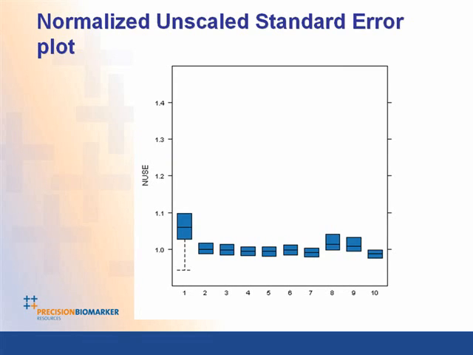Going a step beyond that is this so-called normalized unscaled standard error plot, which, similar to the previous plot, takes the standard error on the expression for each of these genes compared to the median, and looks at that across chips. Now, in this, the median should be centered around 1, and obviously a small error around that. And again, chip number 1 in this case has a much higher relative unscaled standard error that suggests again that it also may be an outlier.